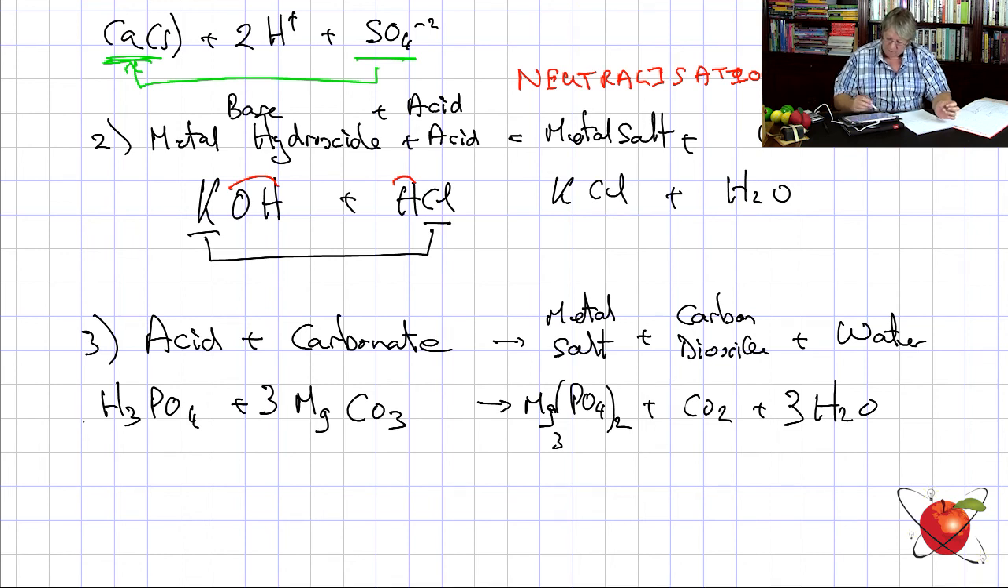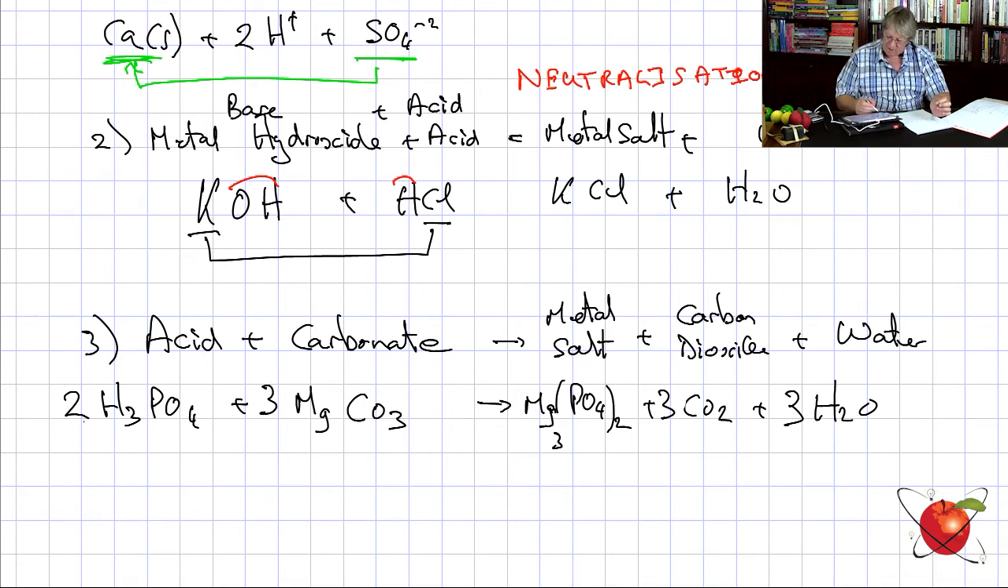Okay, what do we do next? We say, okay, P, I've got 2 Ps, so I need a 2 P there, don't we? C, we've got 3, so we need 3 Cs there. Let's have a look now at our hydrogens. We've got 6 hydrogens here, and over here, well, I've already put a 3, so I've got 6. All right, so my hydrogen should be balanced.